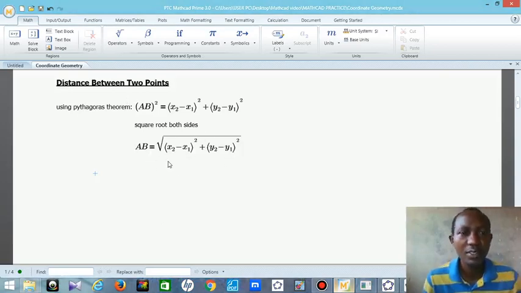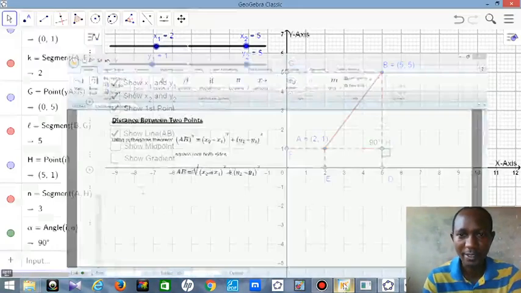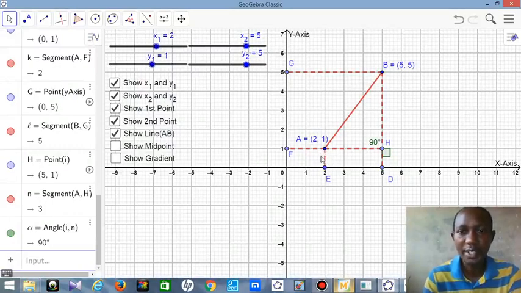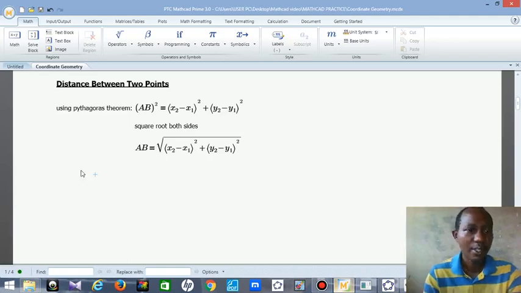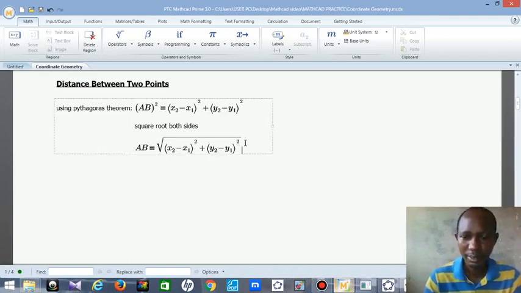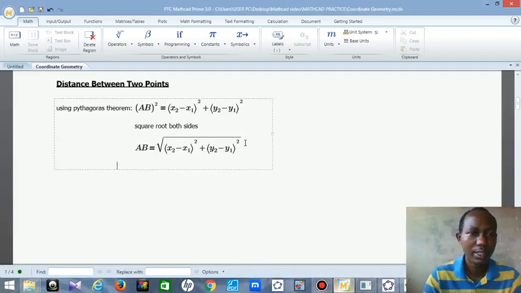With this formula you can solve any number of questions and you will get the same result. So let's use this formula to find this distance now. Let's find distance AB using that formula. We said x2 is 5, y2 is 5, then x1 is 2, y1 is 1. Let's apply it to that question and get the distance. So if you have a question like this, let's say they say find the distance.